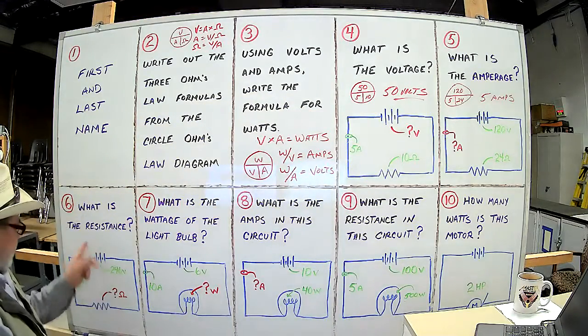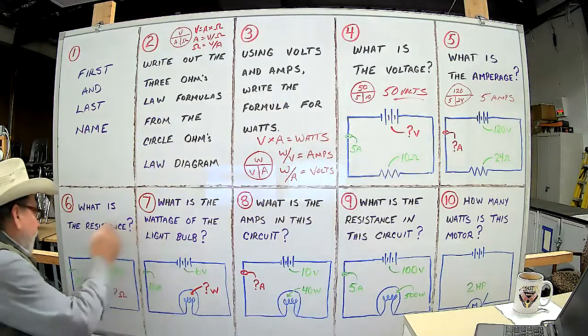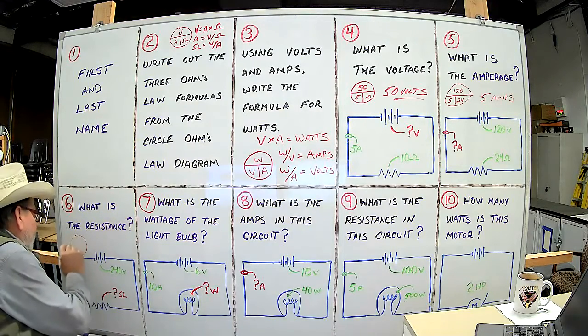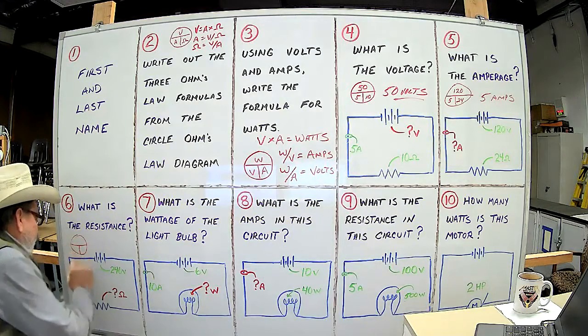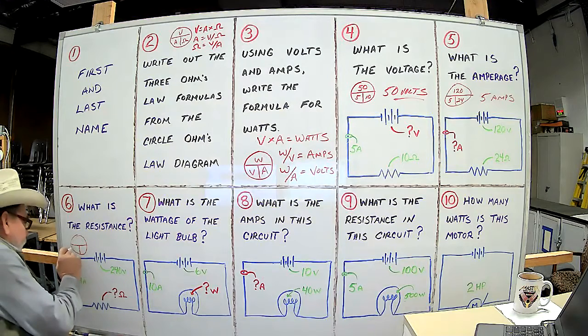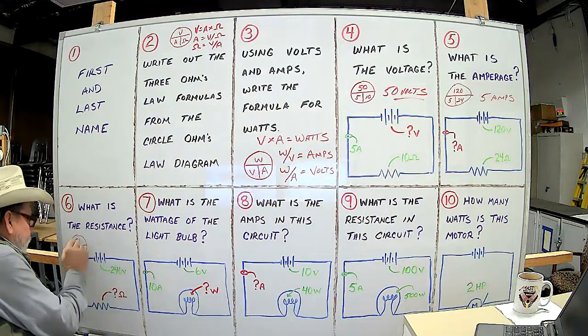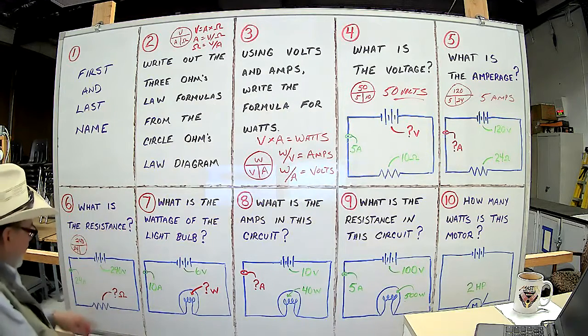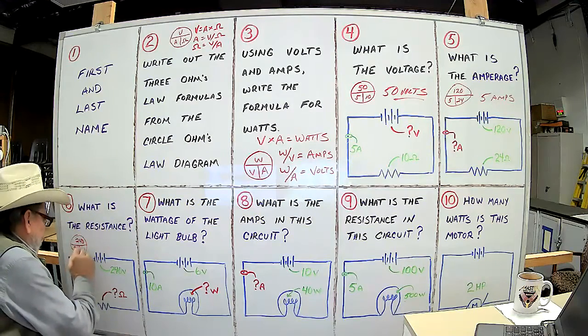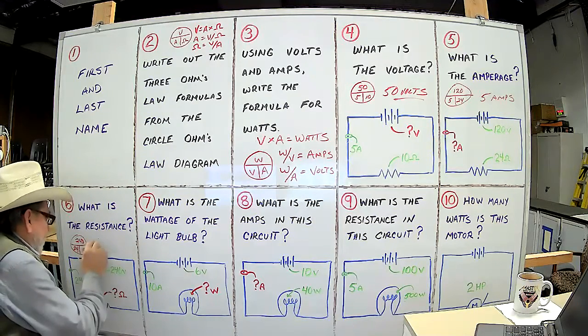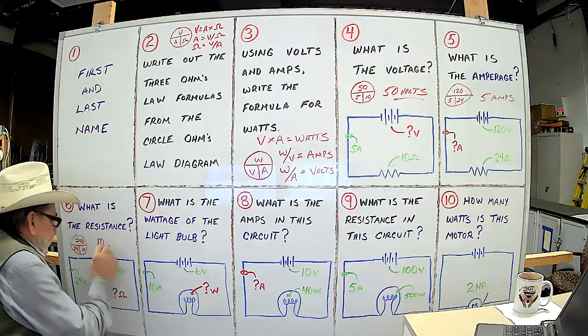All right. What is the resistance of this one? Same deal as we drew. Do our little circle. We know we got 24. We don't know the ohms. We know the voltage, 240. 240 divided by 24 equals 10. So this would be 10 ohms resistance, okay?